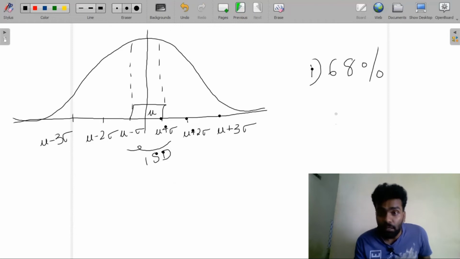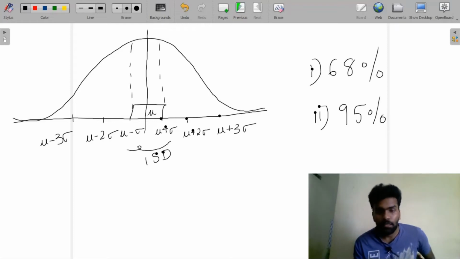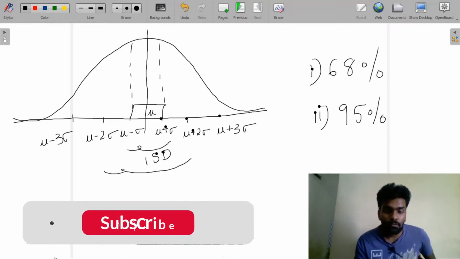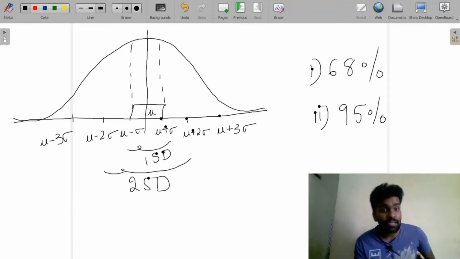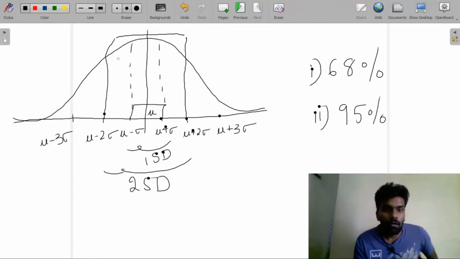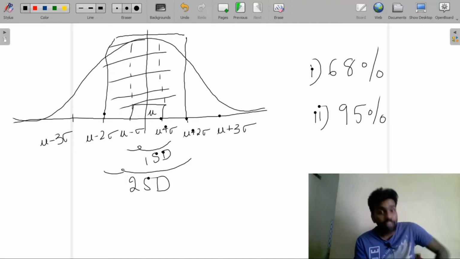And the second rule is 95% of the data will fall under 2 standard deviations, right? So this is mu minus 2 sigma and this is mu plus 2 sigma, right? So this is 2 standard deviations. So 95% of your entire data will fall under this, right? You can see this is 2 standard deviations, so 95% of the data will fall under this.